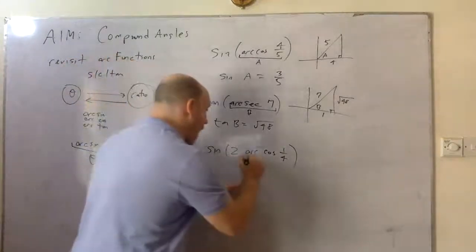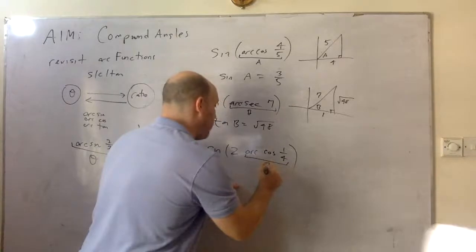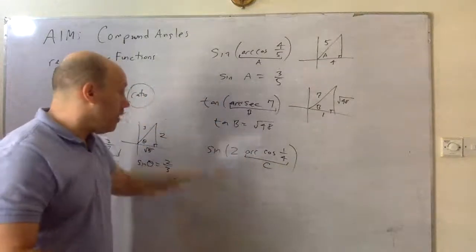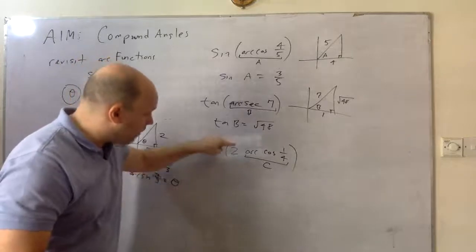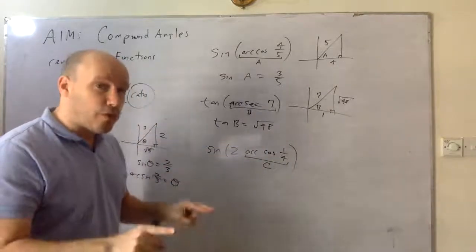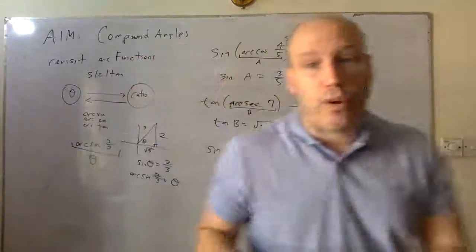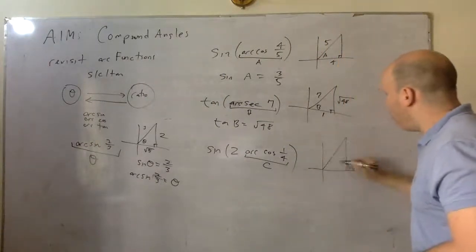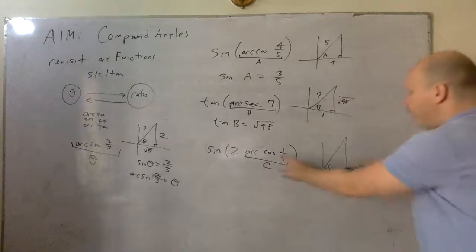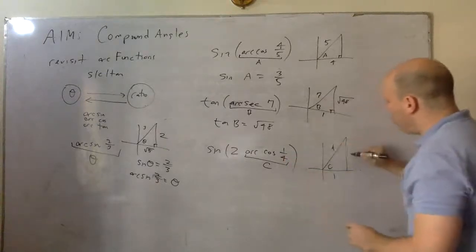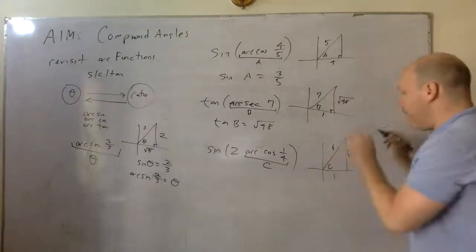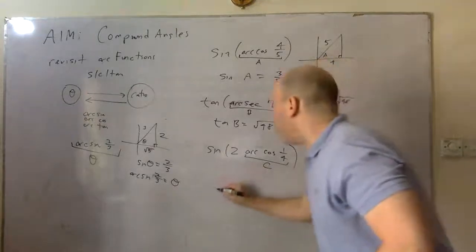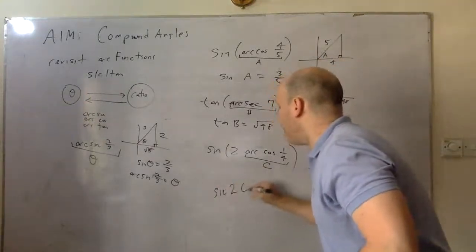Well, first of all, I see an angle. Let's call that angle C. And I see a double angle formula. I see sine of 2 times this angle. First of all, let's get the triangle set up for C. So I know that I have a triangle, here's C, adjacent over hypotenuse. This is radical 15. Therefore, good. So the question is, what is the sine of 2C?